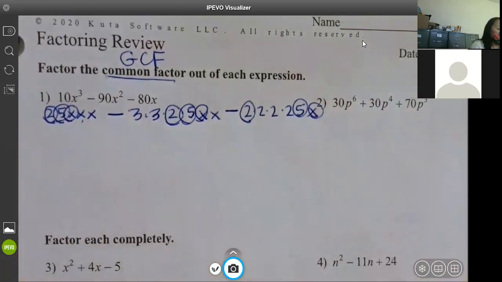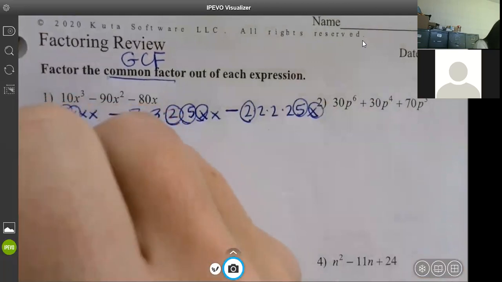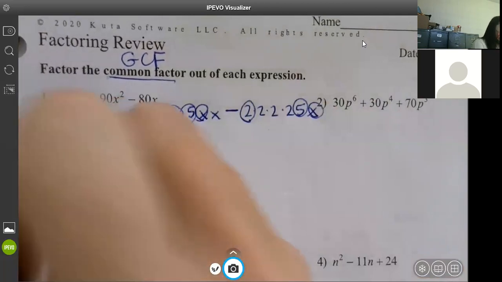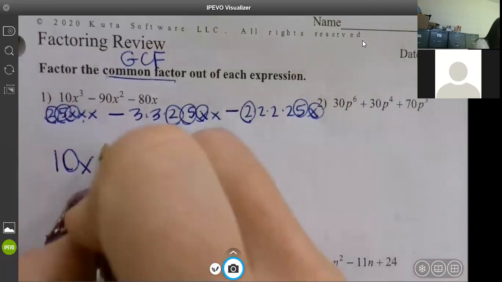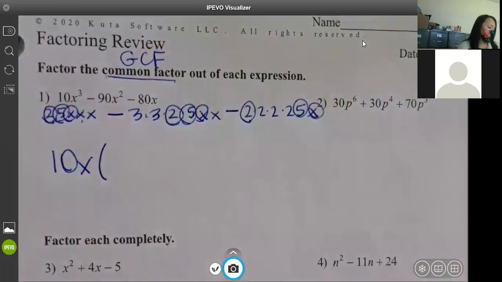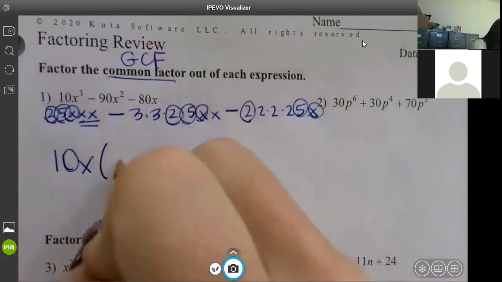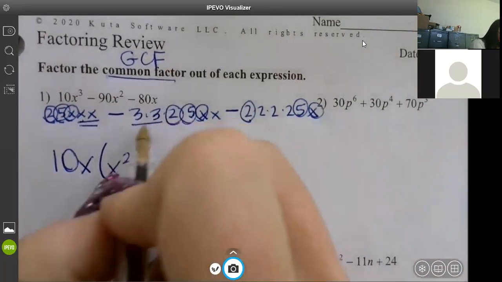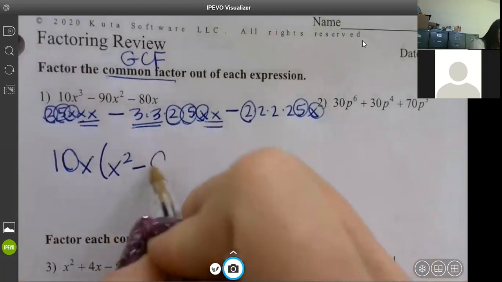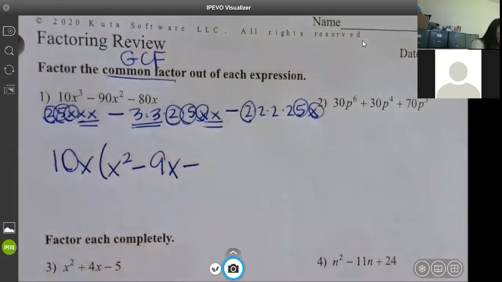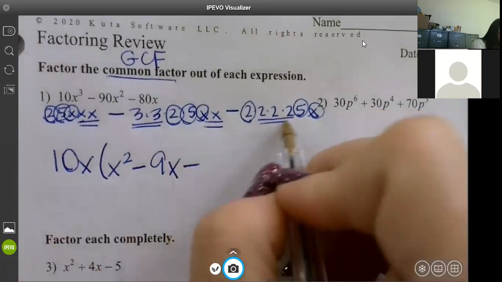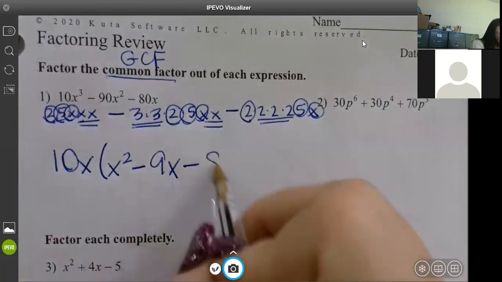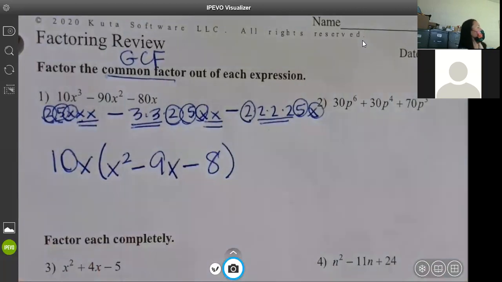So then we multiply that together. What is 2 times 5? 10 and an x. And then remember, we just write down the leftover. So read what you got. We have 2 x's, which is x squared. We have a minus. 3 times 3 is 9 and an x. And then we have a minus. And we have 2 times 2, which is 4, times 2, which is 8. That's all they want you to do. So if you see those directions, that's all they want you to do.